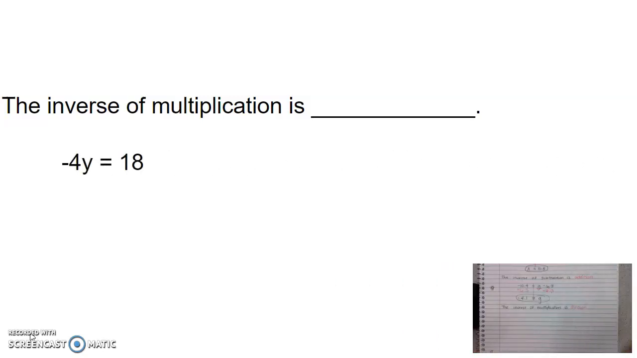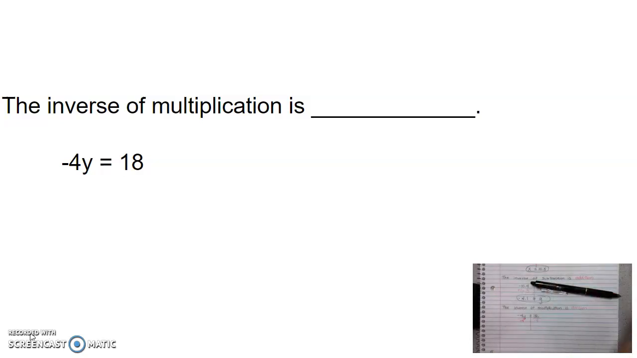So in the problem we're doing together, negative 4y is equal to 18. I'm trying to get this y up here all alone. So since they're right next to each other, remember that means multiplication. So I'm going to divide both sides by a negative 4.